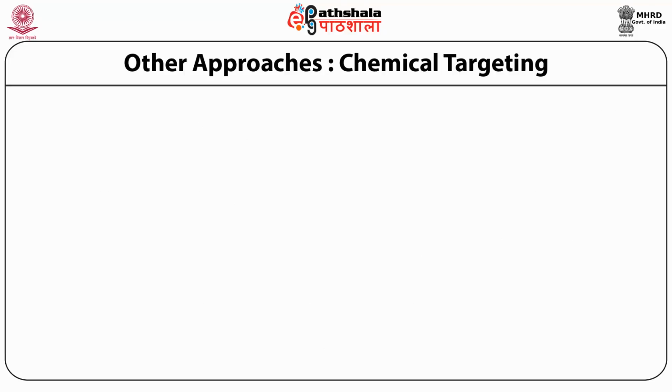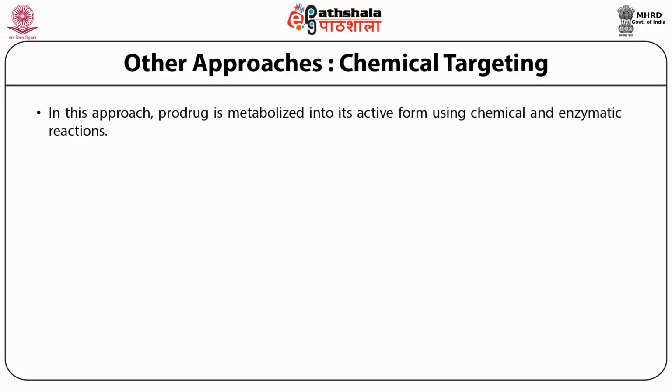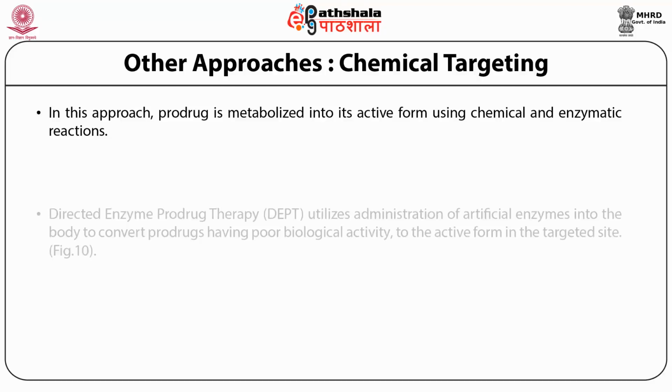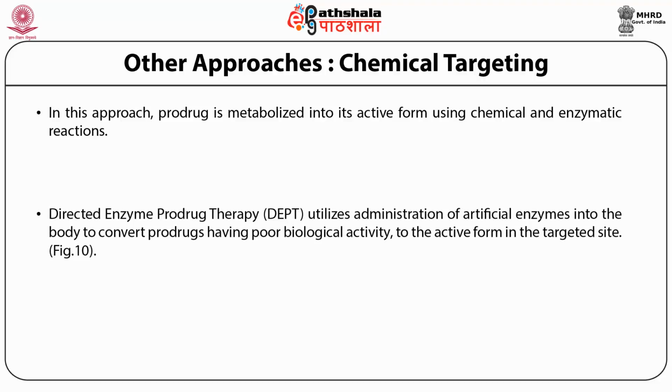Chemical targeting, or the prodrug concept. In this approach, a prodrug is metabolized into its active form using chemical and enzymatic reactions. One technology, called direct enzyme prodrug therapy, also known as DEPT, utilizes the administration of artificial enzymes into the body to convert prodrugs, which have either no or poor biological activity, to their active form at the desired targeted site within the body. Hence, a wide range of chemotherapeutic molecules which lack tumor specificity, and the dose required to reach the therapeutic level in the tumors, are often toxic to other tissues.